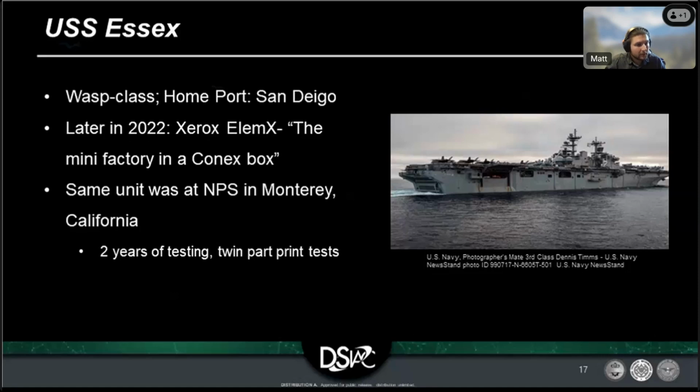And then the other ship that has the metal 3D printing technology on there right now is the USS Essex. So that is also a WASP class. Its home port is in San Diego. So we have one ship on the Atlantic side, one ship on the Pacific side, and then shortly after the former ship got its 3D printer, this one got its 3D printer. Now it's a different brand, slightly different technology. This is by Xerox, the LMX, and it's described by Xerox as the mini factory in a Connex box. So this was the same unit that was at Naval Postgraduate School in Monterey, California, that I was saying did 2 years of testing with twin part tests.